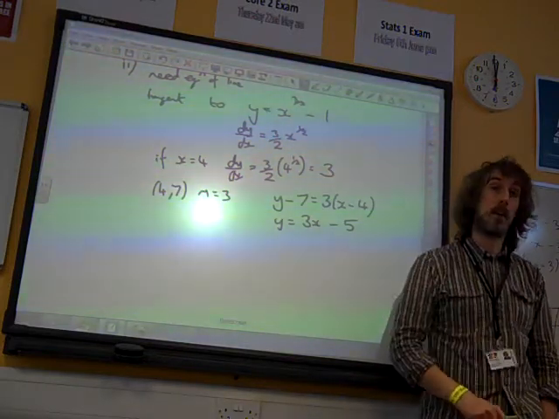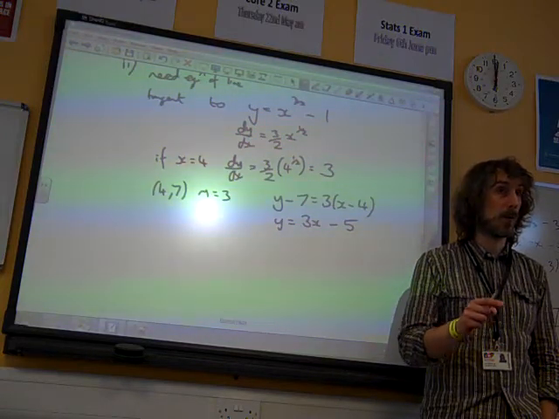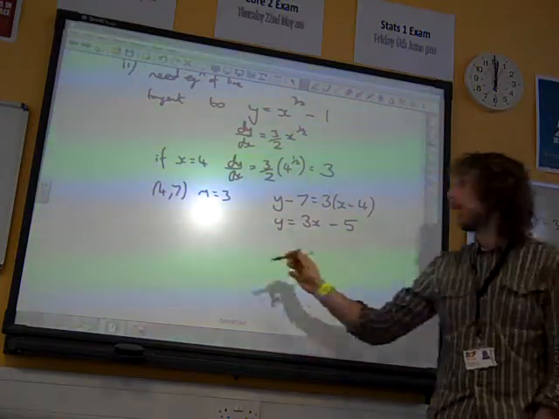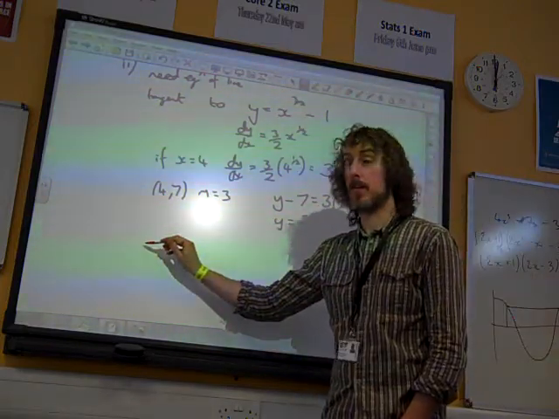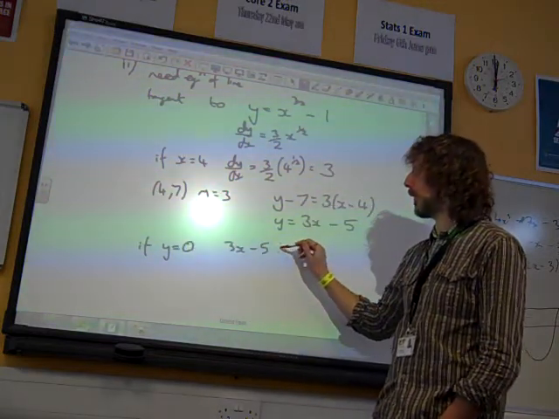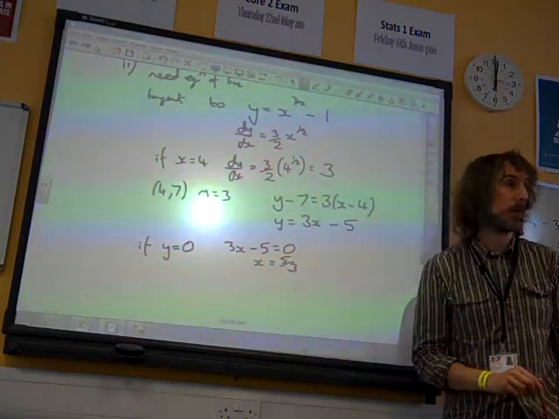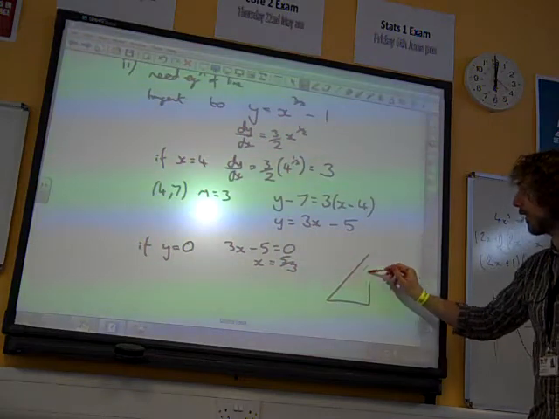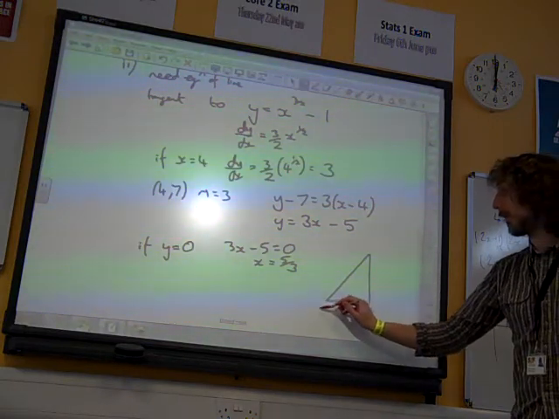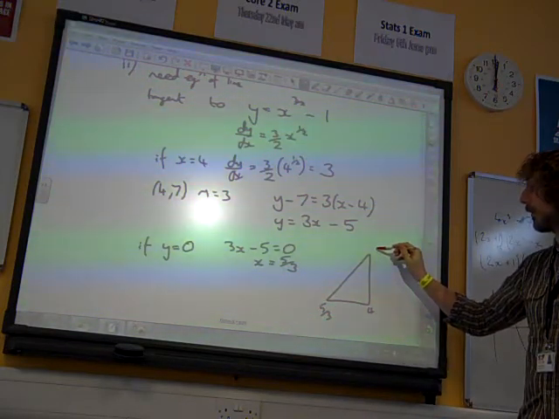The reason for doing this was I wanted to find out where the point was in my triangle, where the line hit the x-axis. So when the line hits the x-axis, y equals 0, I've got 3x minus 5 equals 0, so x is 5/3. So my triangle that I was worried about before, I now know the vertices: the point (4, 7), and the point (5/3, 0).